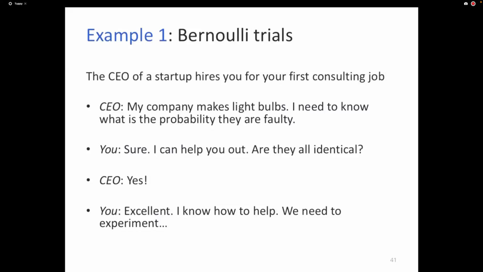Let's say you work for a light bulb manufacturing company, and the company comes to you and asks, I need to figure out the probability that a light bulb we manufacture will fail. And of course, the first question that you need to ask is, are they all identical? The reason this is an important question is because you can make some assumptions about them being identical and independent, basically the IID assumption. And then, of course, you can't generate this probability out of thin air. You need to conduct an experiment.